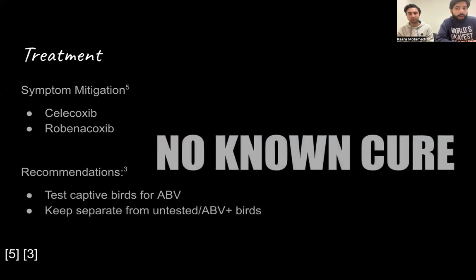Now, veterinarians do have recommendations for captive birds. Firstly, test them as quickly as you can for avian bornavirus. If they're positive, monitor for signs and symptoms and limit the exposure to other birds in order to prevent infection of those other birds. If negative, good. Keep them separated from untested birds or birds who have tested positive for avian bornavirus in the past, just to prevent them from getting infected.